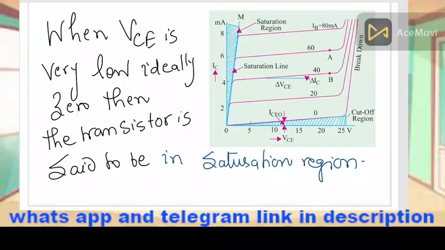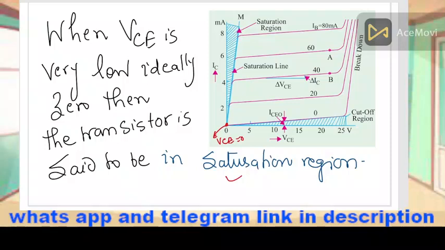Now VCE is the collector-emitter voltage, and the collector-base junction is reverse biased. If this collector-emitter voltage is very low, ideally suppose this value is zero, we are considering this region. Ideally it is zero. Now what is seen here? The transistor is said to be in the saturation region. This is the terminological definition, saturation region.